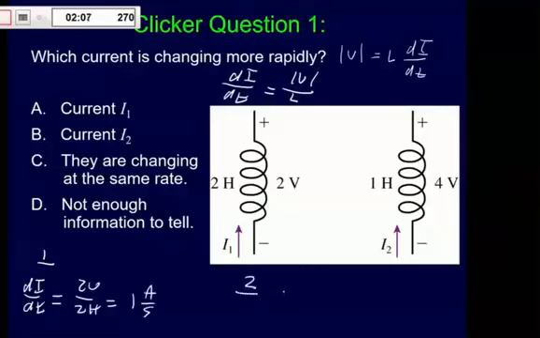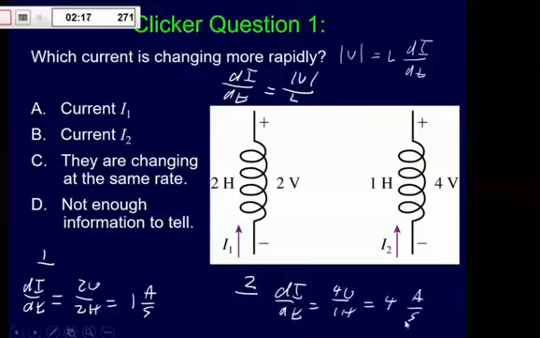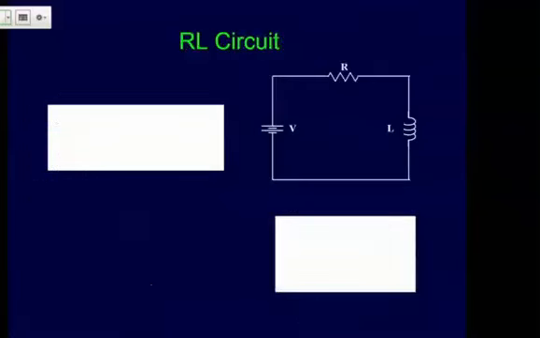And then in case 2, if I do that, I get 4 volts divided by 1 henry, and that's 4 amps per second. Okay, good job. So we got that. It's just kind of getting a picture of this. All right, so now we're going to look at this in a circuit, just like we did with capacitors. So there'll be some sort of analogies to this with capacitors.